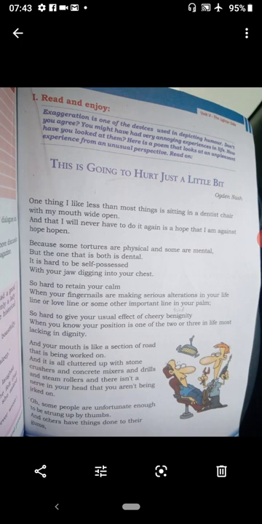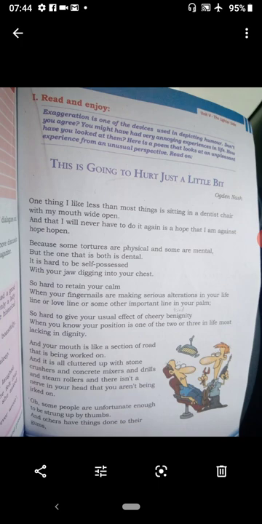And that I will never have to do it again. It's a hope that I won't have to do it again. That means the poet doesn't want to sit in front of the dental chair. Because some tortures, meaning sufferings, are physical and some are mental. So sitting on this special chair, the dental chair, is mental pain and physical pain, according to the poet.